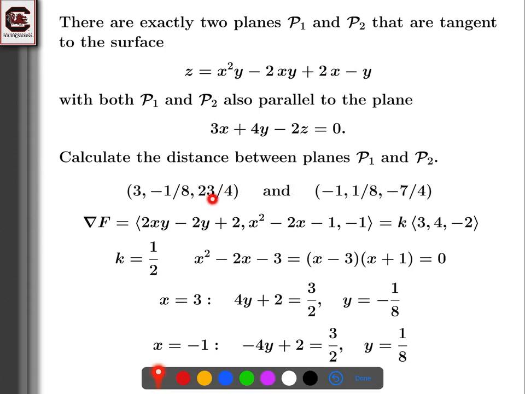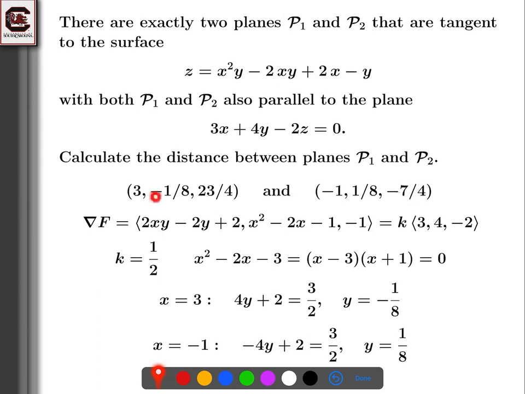That's going to give me this. And so I get the z component that way. I won't go through the arithmetic for this one, but again, you just replace x with negative 1 and y with 1/8, and you will end up with z being minus 7/4.